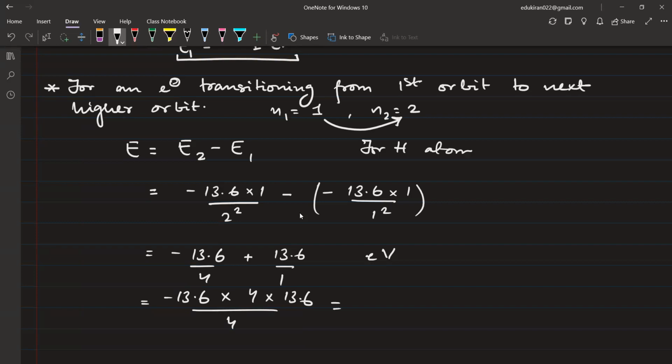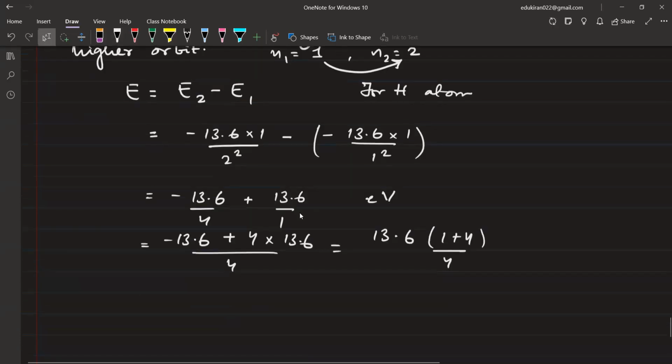Minus became plus. Now I can get 13.6 common, है ना? This is 13.6 plus होगा यहाँ पे. Common हो जाएगा 13.6 and I will get 1 plus 4 divided by 4. आपके पास आंसर आ जाएगा 13.6 into 5 divided by 4. ठीक है? And whatever this value will be in terms of electron volts, आप वो electron volts कर लेंगे. Is this clear, guys? Yes, no, please tell me how to get for the next orbit.